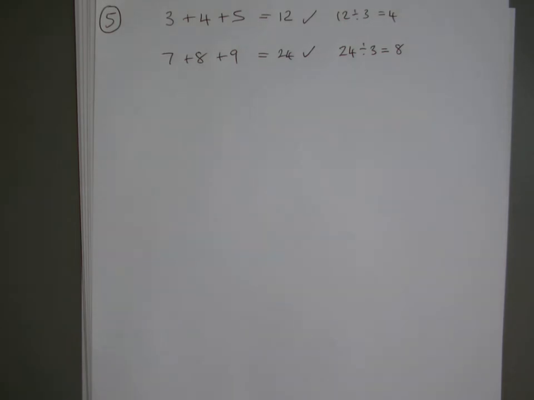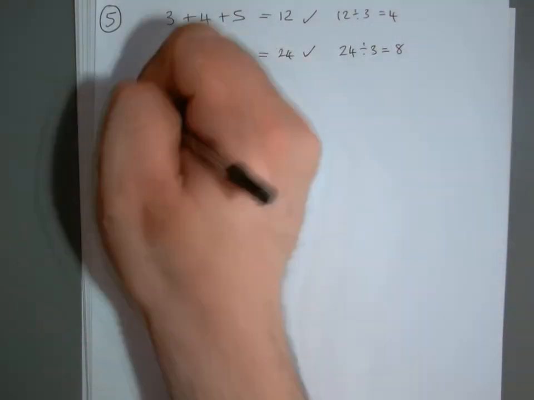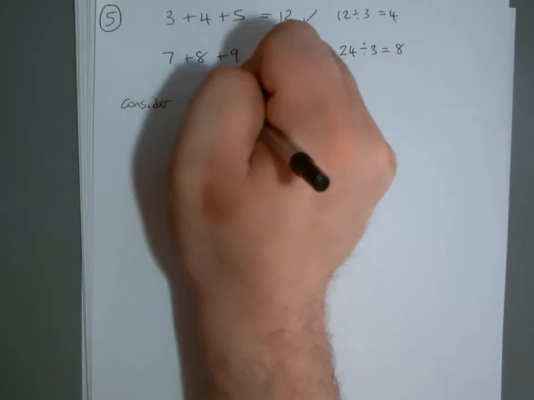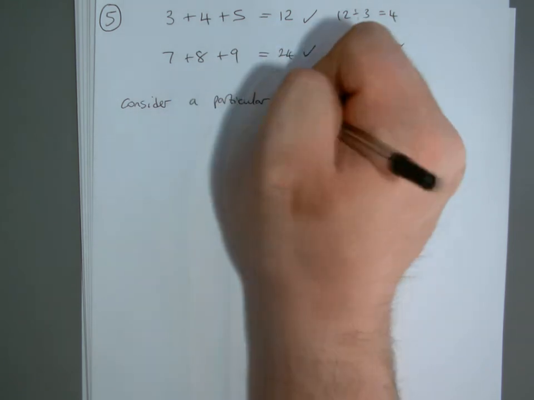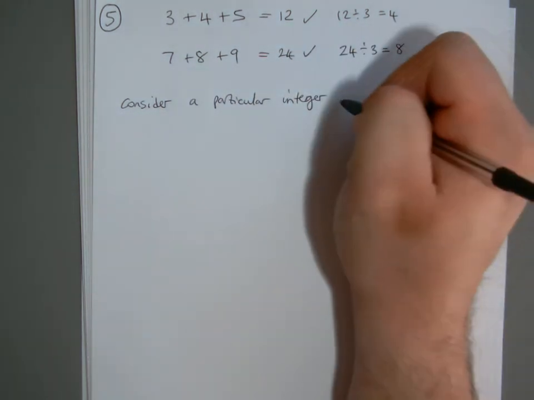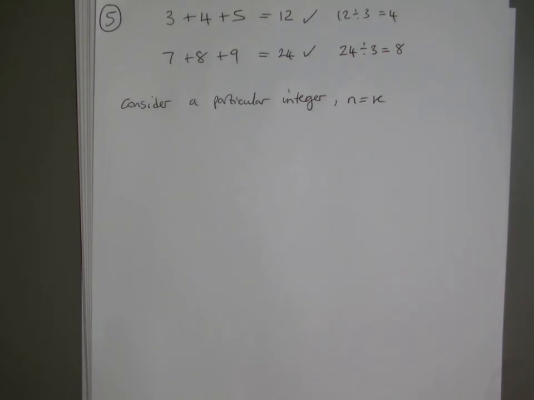So to prove it for all the different combinations we can have, the infinite amount, we're going to look at it algebraically. If we consider a particular integer, and we'll say n equals k, so we'll just consider the integer k.